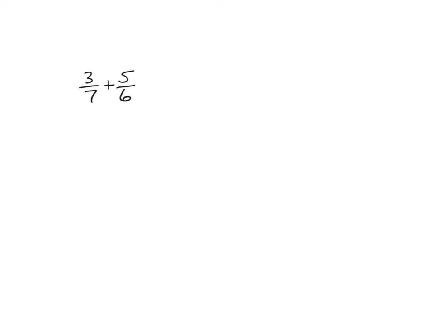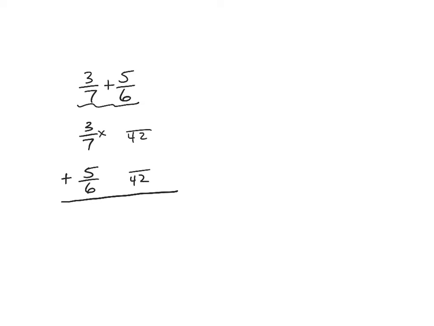Let's review adding and subtracting fractions when the denominators are different. So I have 3/7 plus 5/6. In order to add or subtract fractions, I need common denominators. You will always see me when I do this rewrite the problem up and down, because I think it makes it easier to see what I'm doing. My common denominator for 7 and 6 would be 42. So I'm going to change both of these to 42.